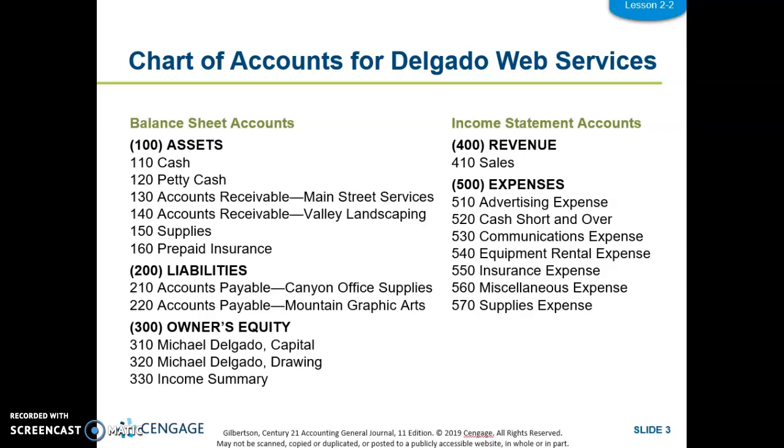For this chapter, all you need to know is the account title, and we need to make sure whatever we write for our account title matches one of the accounts listed here in the chart of accounts. Some of these accounts, such as 330 for income summary, are accounts we won't use for quite a few chapters yet. But we still need to list every account that we use in our business in our chart of accounts.